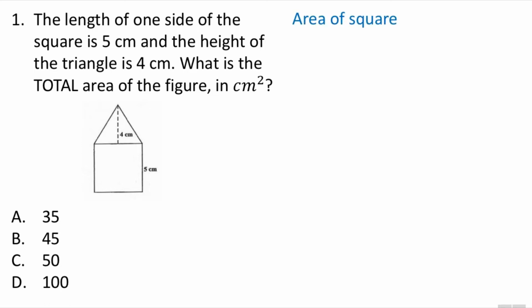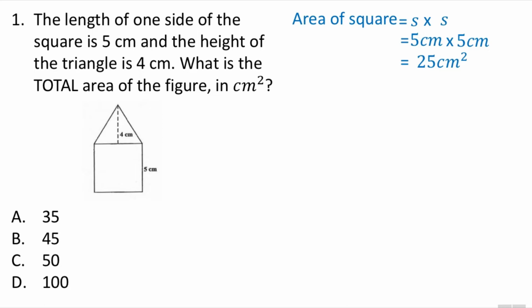So area of square, recall, that's equal to side times side. And in this case, the side of our square, or the length of one side of our square, is 5 centimeters. So that's 5 centimeters times 5 centimeters, and that's equal to 25 centimeters square.